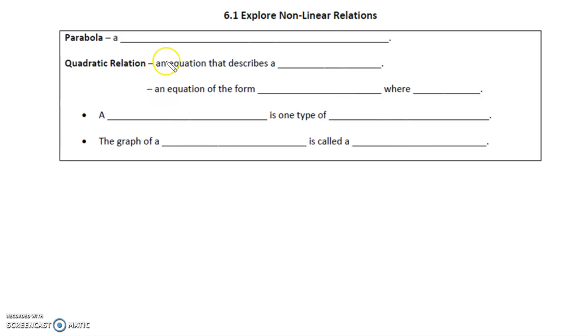6.1, explore nonlinear relations. So, parabola. The definition of a parabola is a symmetrical U-shaped graph. Okay, and when we talk about U-shaped, we talk about like a happy face or a sad face. So the parabola is actually the shape. And a quadratic relation is an equation that describes a parabola.